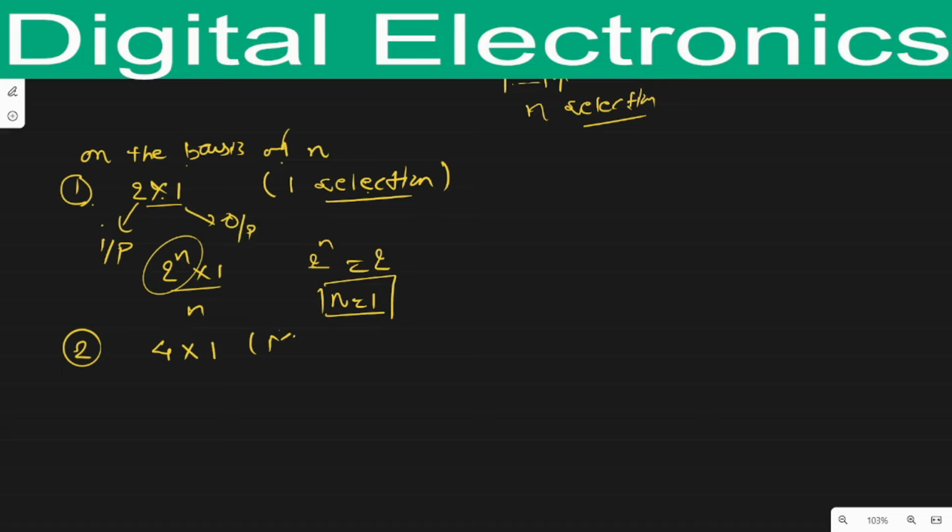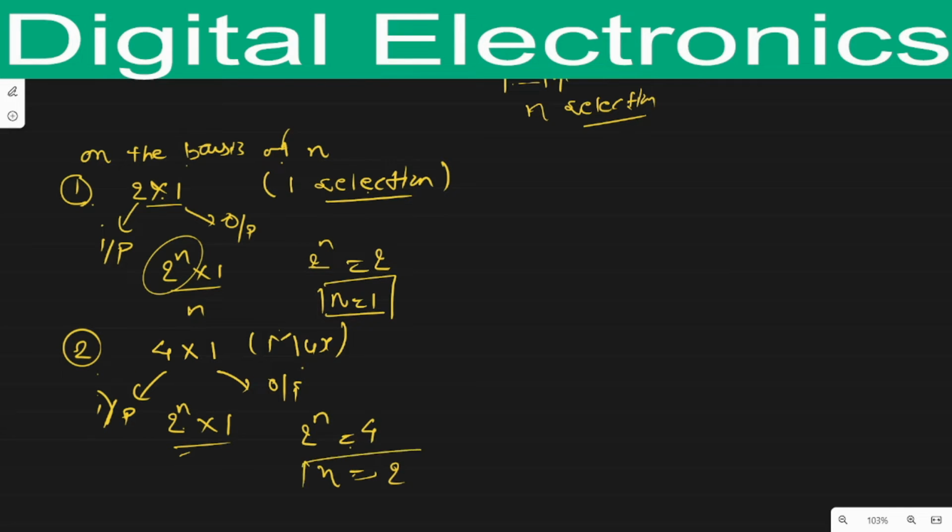Now when we put n equals to 2, at that time we will get 4 cross 1 mux. In 4 cross 1 mux there are 4 inputs and one output. When we compare it with the ideal structure of multiplexer, we find 2 raised to power n equals 4, so n equals 2. It means that in 4 cross 1 mux there are 2 selection lines.